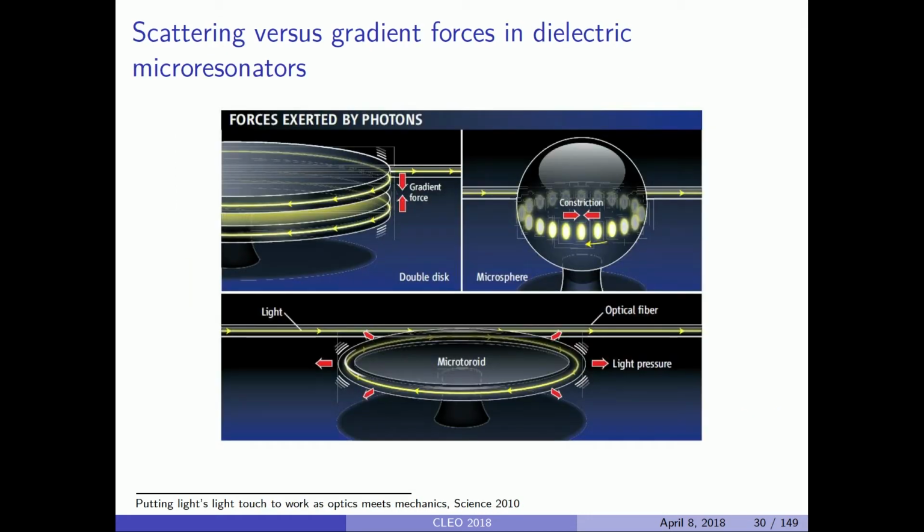So, what forces do you have in dielectric cavities? Well, it turns out that it's a little richer than one may anticipate at first. There's, of course, the canonical radiation pressure force that comes with momentum transfer, the scattering force. Photons traveling around have a 2 ħk momentum transfer. But there are two other forces that exist.